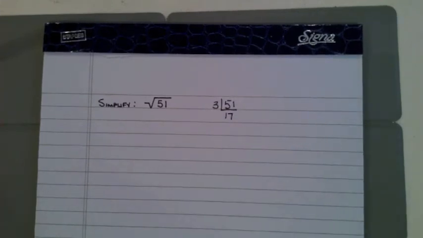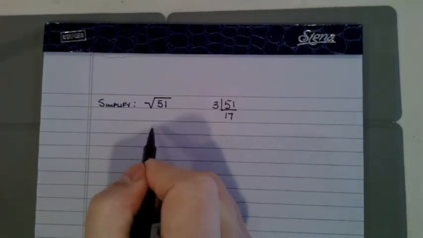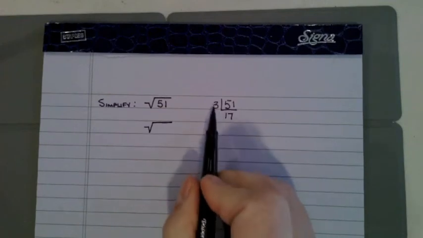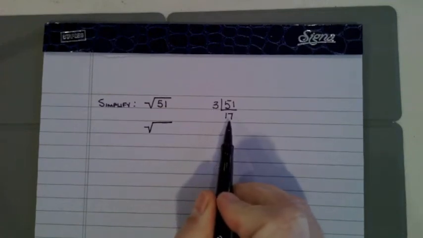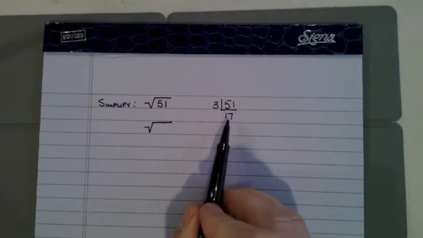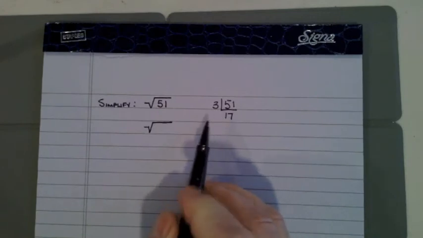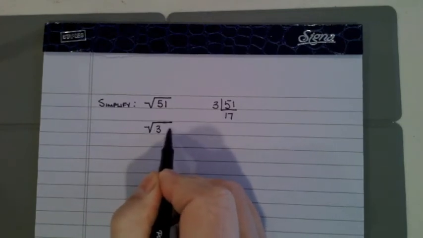Is 17 a prime number? Is there more than one factor that will go into 17 besides 1 and 17? No. I make my radical symbol. This is as far as I can get. Do I have any pairs? I don't have any pairs. That means I can't write anything on the outside out here. Every time I have a single, I need to write it up under here.